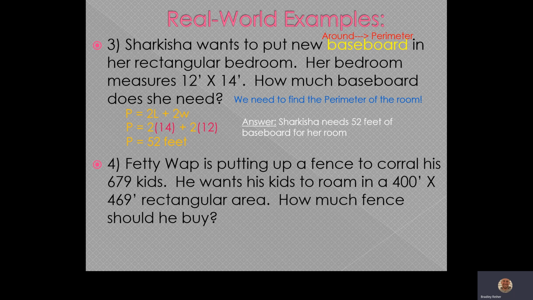Now, when you go to answer the question, since it's a word problem, it's a good idea to answer the question using a sentence. So here's what you should come up with for an answer: Sharkeisha needs 52 feet of baseboard for her room.